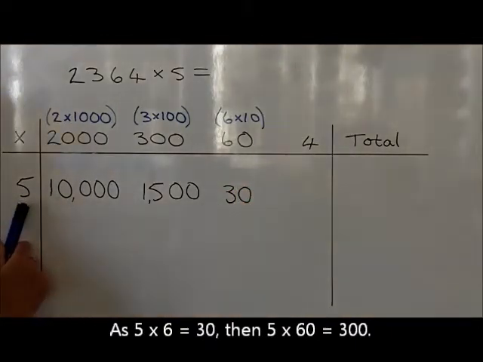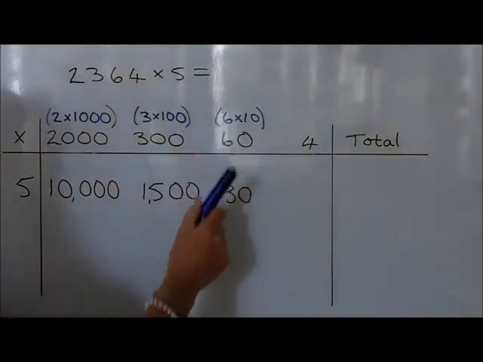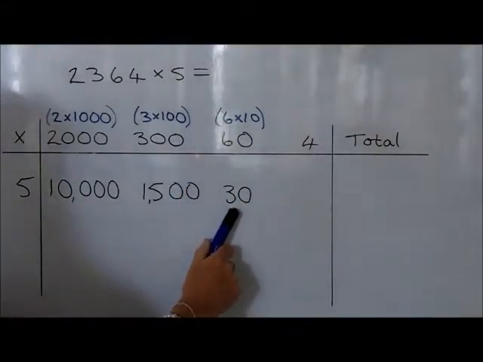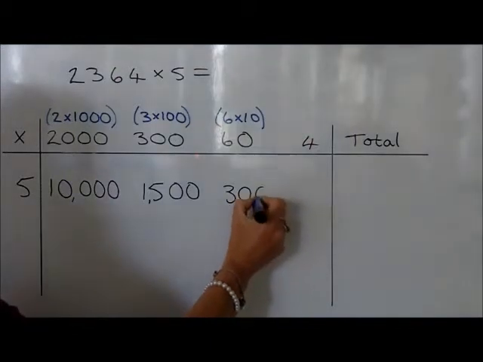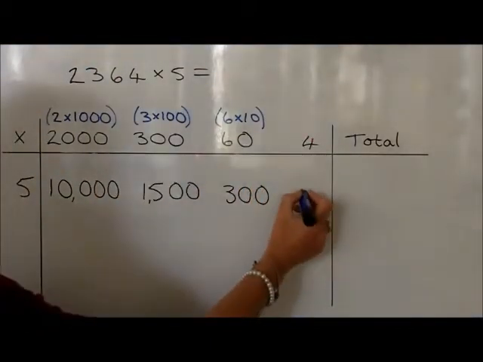But we're actually trying to find 5 times 60, and this is 10 times bigger than 6. So the 30 becomes 10 times bigger, which is 300. We now look at 5 times 4, and they're 20.